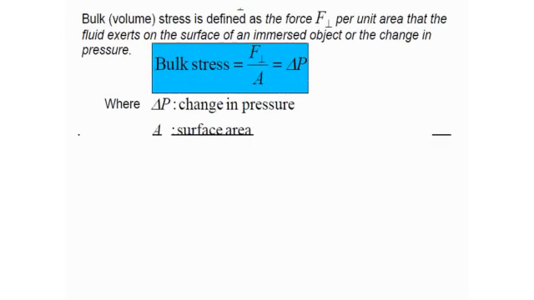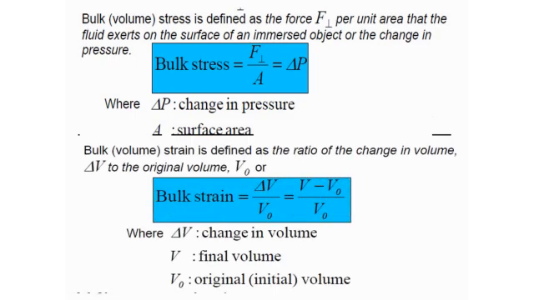So here the bulk or volume stress is defined as the force per unit area that the fluid will exert over the surface of the immersed object. The bulk stress is the same, F by A, and it is also represented as delta P. Delta P is the change in the pressure, and A is the surface area of the sphere that is immersed in the liquid or in the gas.